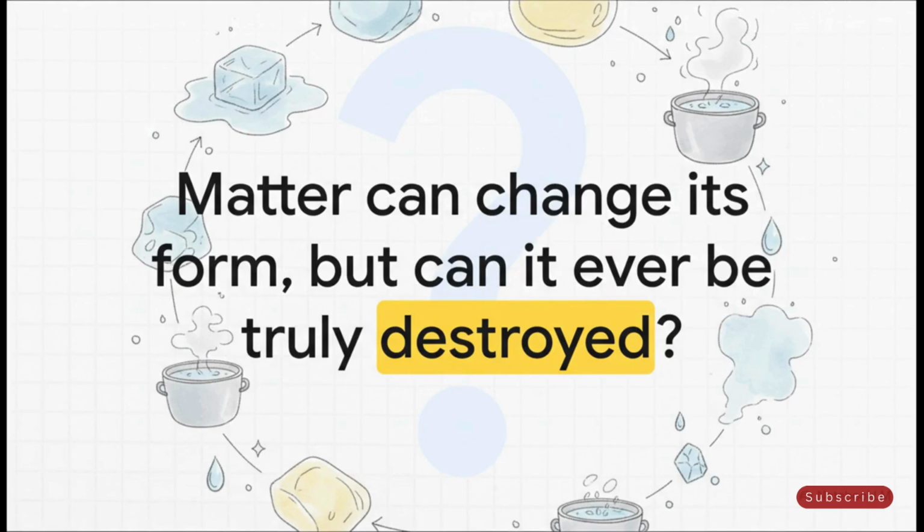So, there you have it. We've looked at what matter is, its different states, and how it's constantly changing from one to another. It's this amazing dynamic cycle. But all this changing, it kind of leads to a much, much bigger question, and this is what I want to leave you with. While matter can change its form, can it ever be created out of nothing or truly destroyed forever? Something to think about.